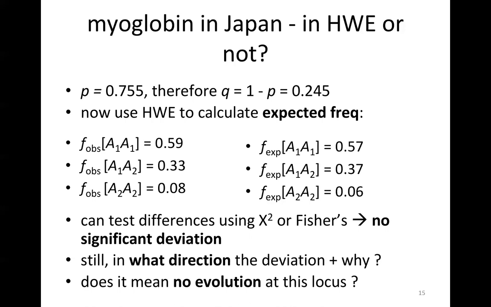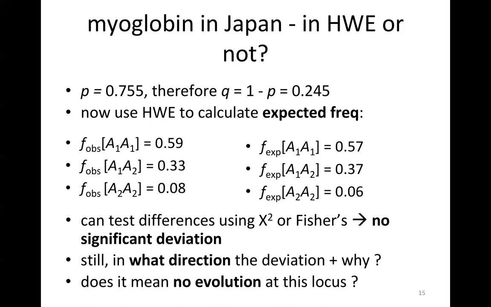This type of calculation you've already done in secondary biometry, you might remember. And if you run this, it turns out that there's no significant deviation. So the numbers don't significantly deviate from what we would expect from Hardy-Weinberg. What does that mean?